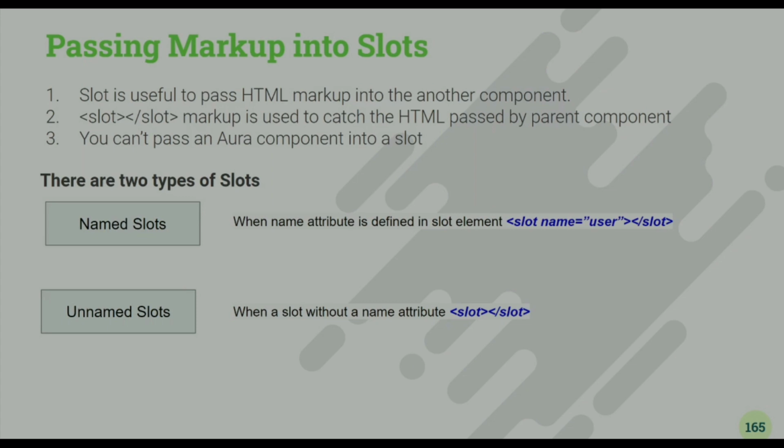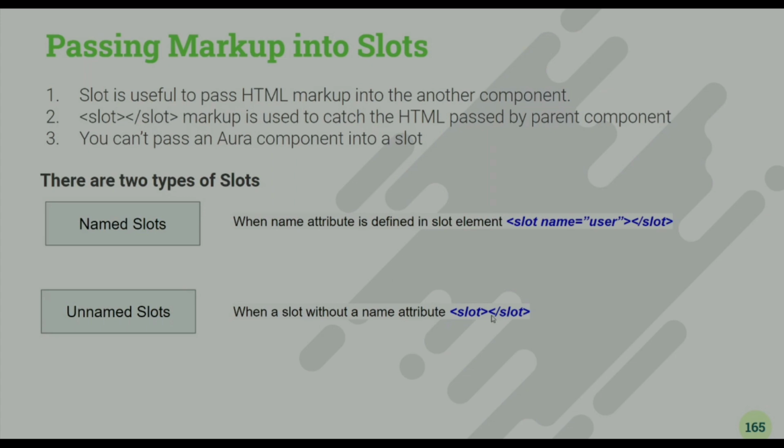There are two types of slot, named slot and unnamed slot. When a name attribute is defined in a slot element like this, the slot tag with a name and some name value, then we call it a named slot. When a slot has no name attribute, we call it an unnamed slot.